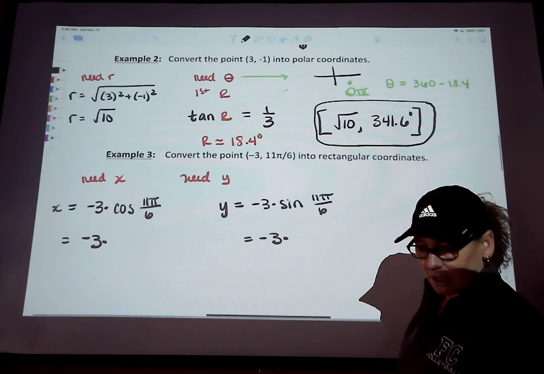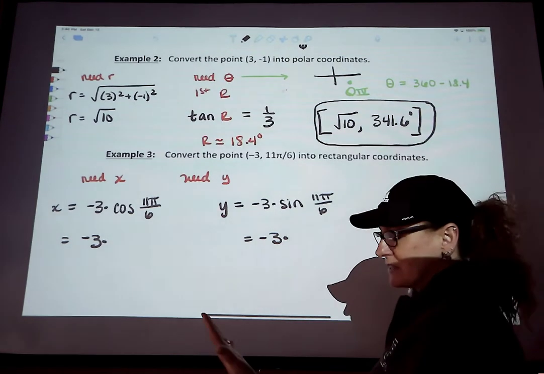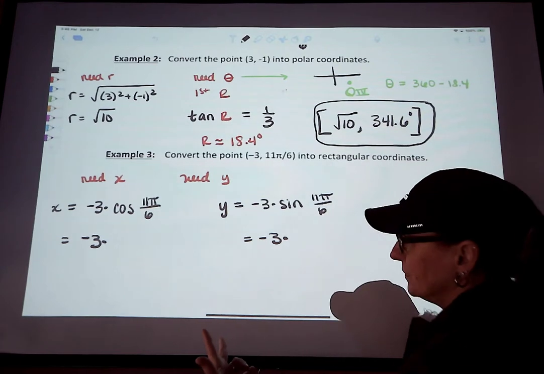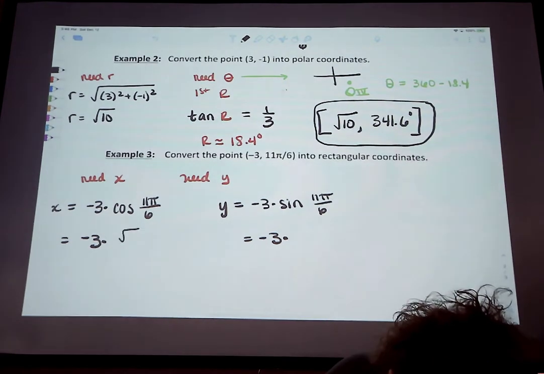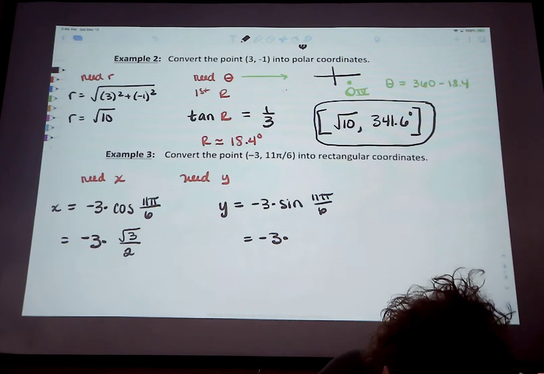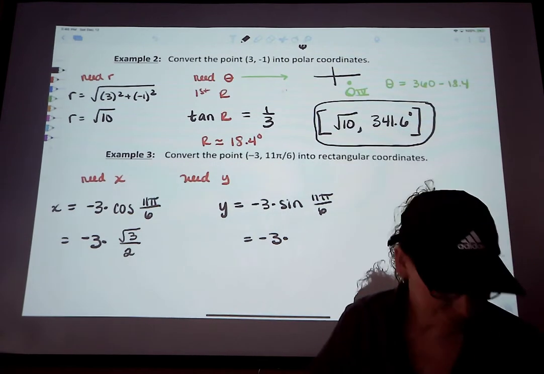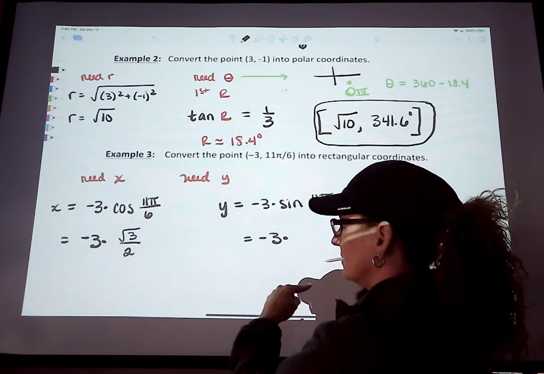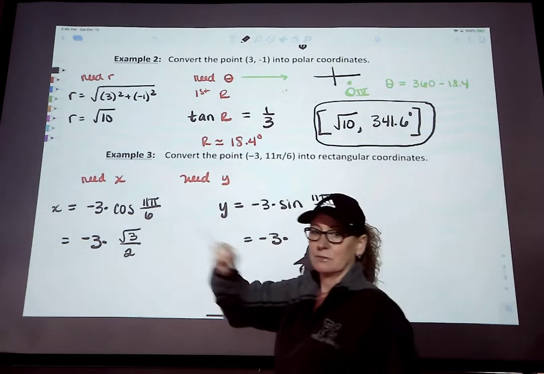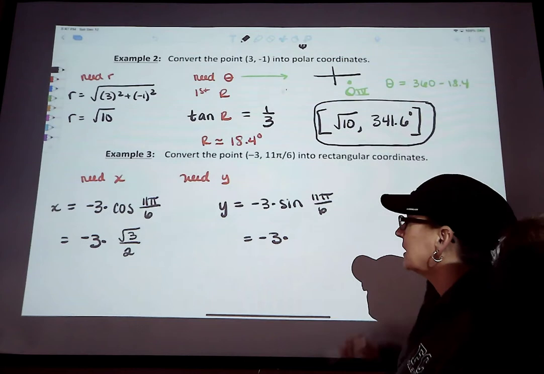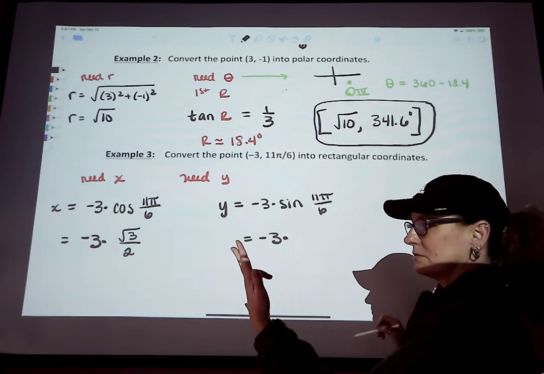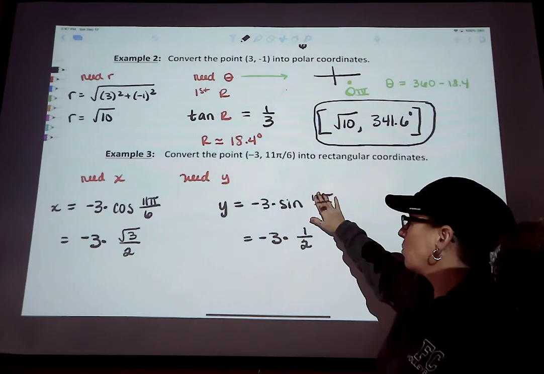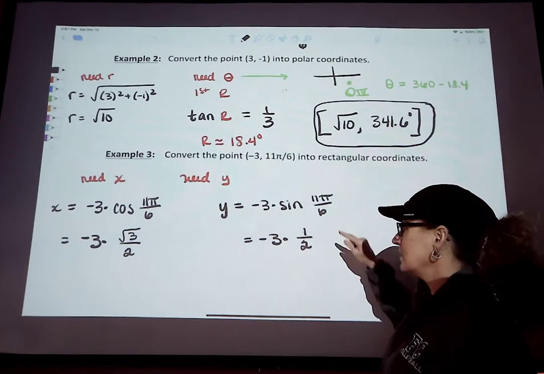Alrighty. Cosine of 11 pi over 6. Ooh, this takes me back a ways. 11 pi over 6 cosine. That's radical 3 over 2. But quadrant 4, ASTC, positive. Sine of 11 pi over 6, 1/2. Quadrant 4, ASTC, negative.